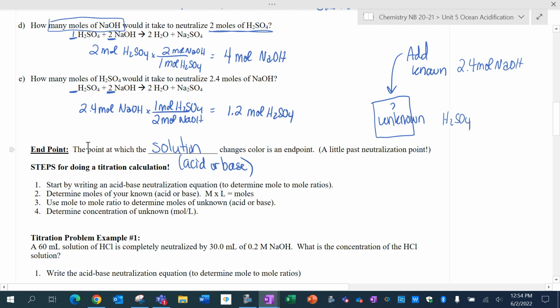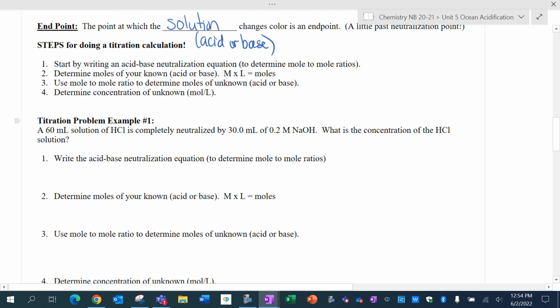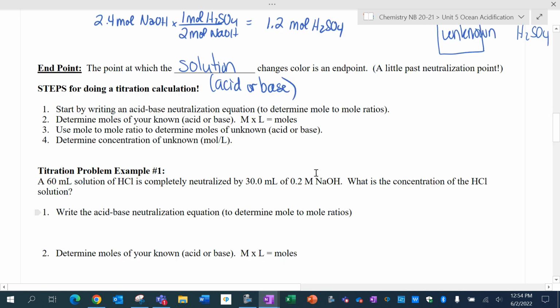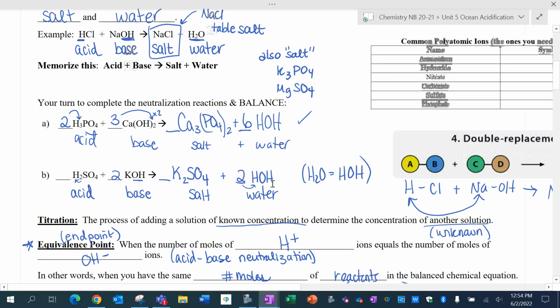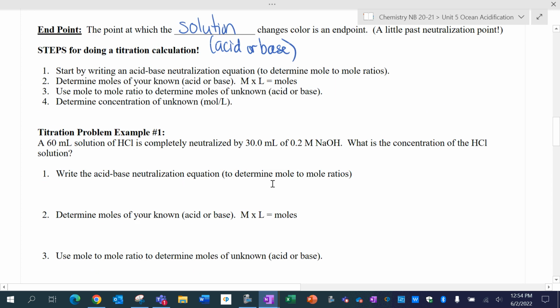So steps to doing a titration calculation. First, we need to know what the reaction is, we need to use those mole ratios. So step one is if you're not given a reaction, you've got to write out a reaction. Just like we did up here, we figure out the balanced chemical equation. All right. Step two, we're going to determine moles of our known.